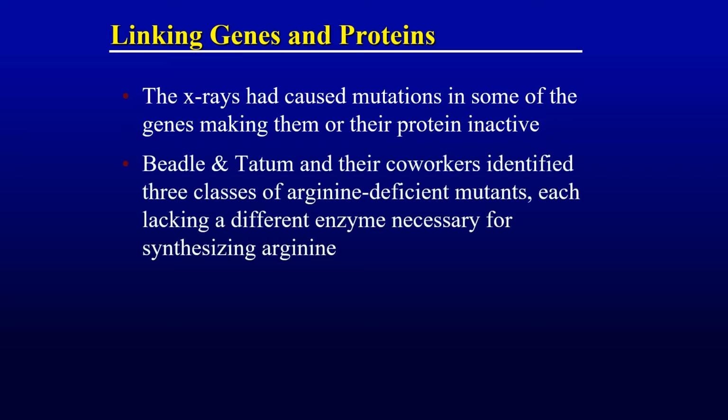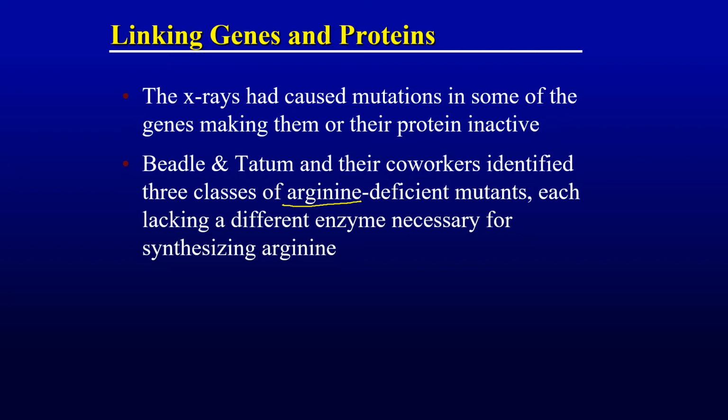And Beadle and Tatum, together with some of their co-workers, narrowed down, of all the mutants and strains of mutants that they created, to 3 classes of arginine deficient mutants. Now this substance arginine, that's an amino acid, and it's a critical amino acid that the fungus needs in order to grow. So that's 3 classes, 3 strains of the fungus that were unable to produce the amino acid arginine, and therefore unable to grow on minimal media unless it was supplemented with arginine.